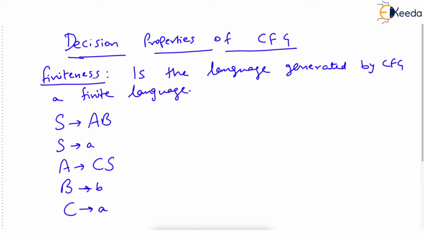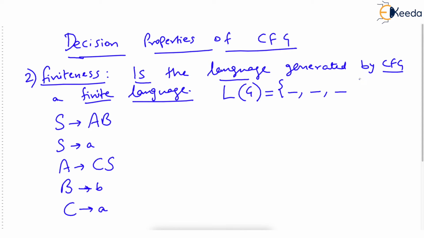Just see, the first property we saw was membership, and the membership problem is solvable. There exists an algorithm. The second is the finiteness property. The question is: is the language generated by the given context-free grammar a finite language? That means L, the language generated by this grammar, does it contain a finite number of strings, or is it infinite?